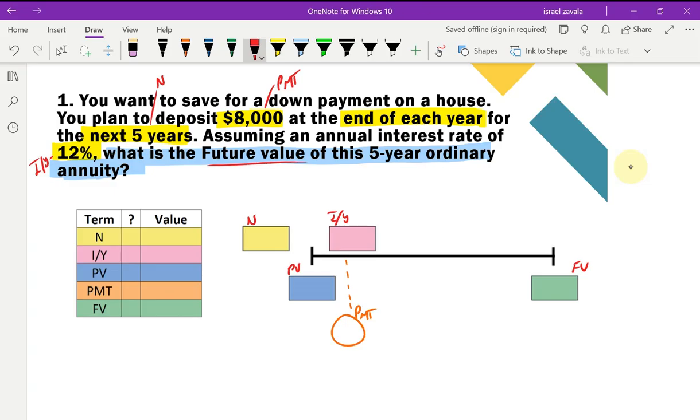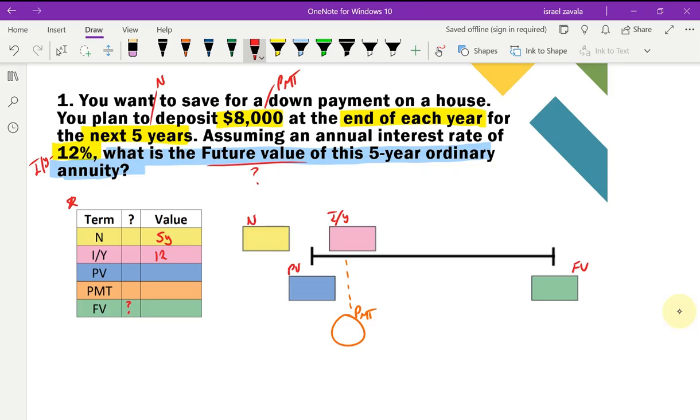What is the future value? So remember, let's go over to our box here really quick. So remember, I always like to highlight, what am I looking for? I am looking for the future value. So I'm going to put a question mark there. So let's do top to bottom. And how many years are we talking about? We're talking about 5 years. The interest rate is 12%. The present value. Now notice, there is no present value here.